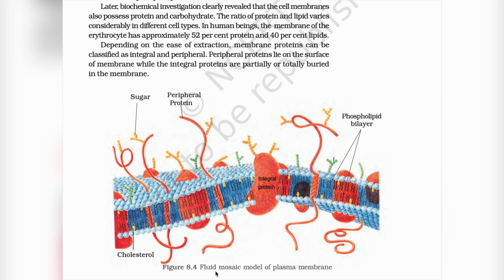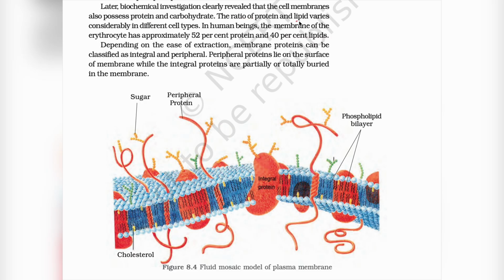So this is the fluid mosaic model of plasma membrane. Mosaic because proteins are not in a regular pattern, they are embedded in a mosaic pattern. Fluid because it's not a static structure, it's fluid, it's dynamic. Lipids can move, this lipid can flip and come inside, this lipid can go laterally also here and there. So plasma membrane is a dynamic structure, that's why it's the fluid mosaic model of plasma membrane. So let's go back. Later biochemical investigation clearly revealed that the cell membranes also possess protein and carbohydrate.